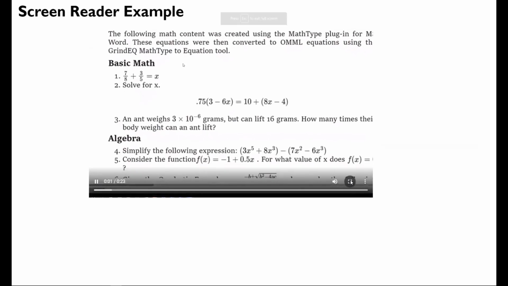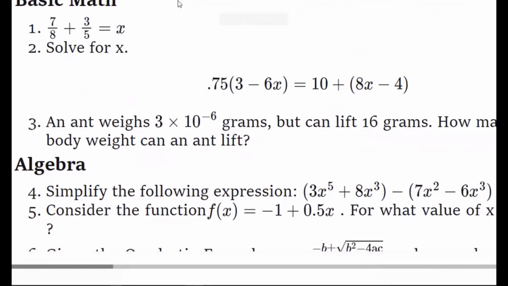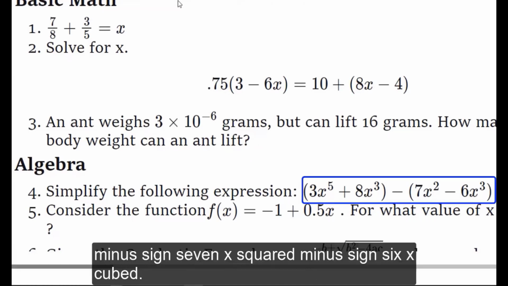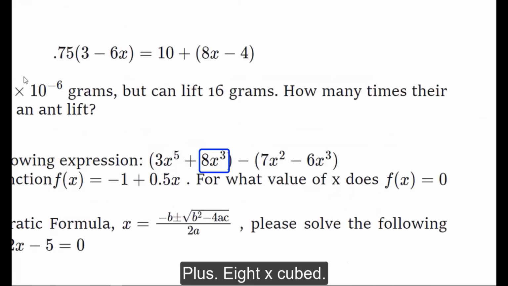Algebra heading level 3. List with 3 items for. Simplify the following expression. 3x to the 5 power plus 8x cubed minus sine 7x squared minus sine 6x cubed. 3 x to the 5 power plus 8 x cubed.